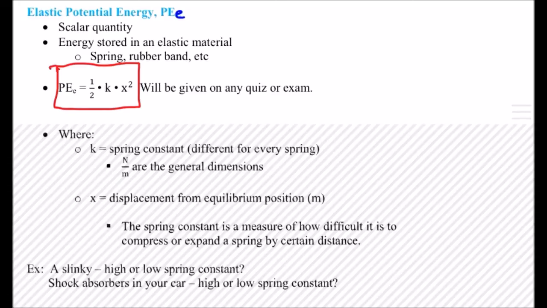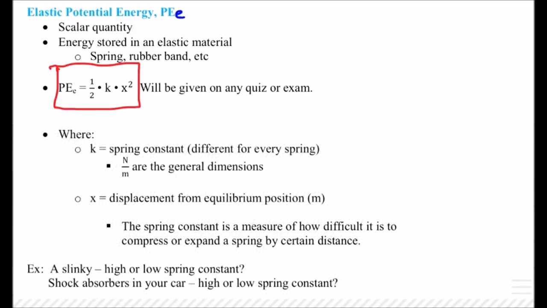Now, let's talk about what each of those variables are. k is known as the spring constant, and that's different for every spring. It's like a fingerprint. It is a measure of how difficult it is to expand or compress a spring. If you have a very large spring constant, then it must be very difficult to compress or expand a spring. And if it's very low, then it would be very easy. So with that in mind, do you think that a slinky has a high or low spring constant? Very low. Do you think that the shock absorbers on a monster truck have a high or low spring constant? Very high. So keep that in mind.